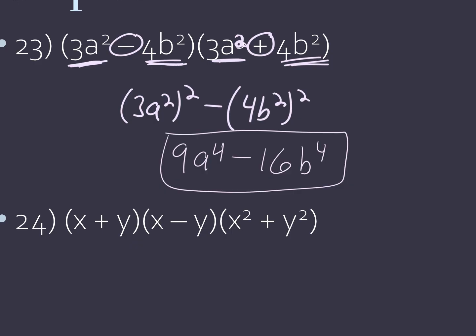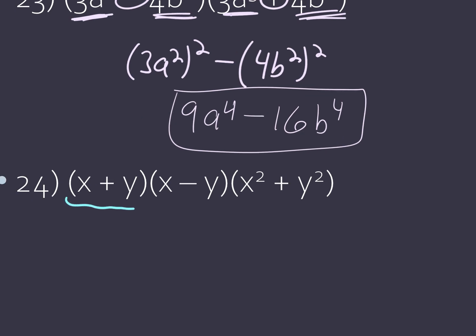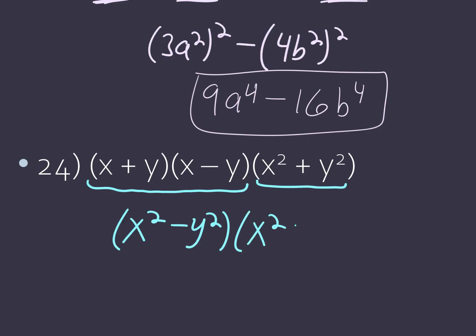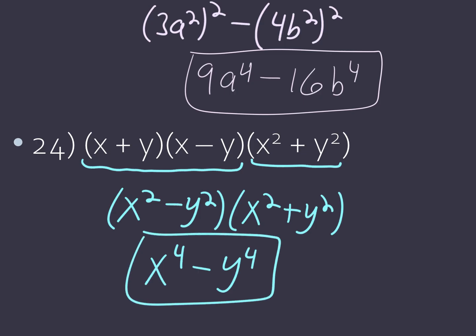All right, what can we do with the next one, 24? Do you notice anything there? Okay, good. So this first two is a special product. That's going to get you x squared minus y squared. All right, and then we have this still. This is going to be x squared plus y squared. And then notice that this is another special product, right? It's still the same exact terms, 1 plus 1 minus. So this is going to be x squared, which is to the fourth, minus y squared, which is to the fourth. So then we get that as our final answer.